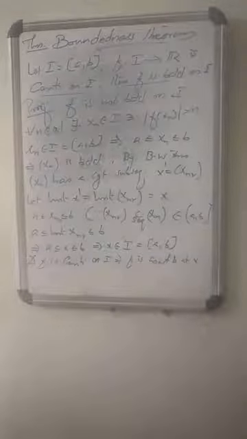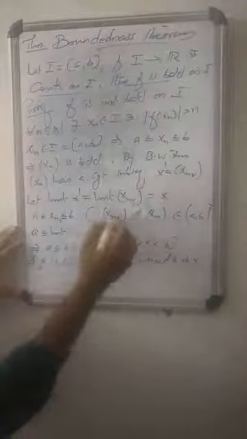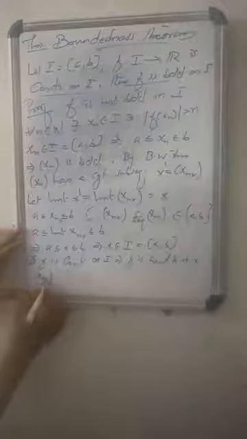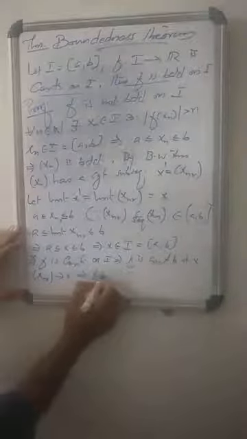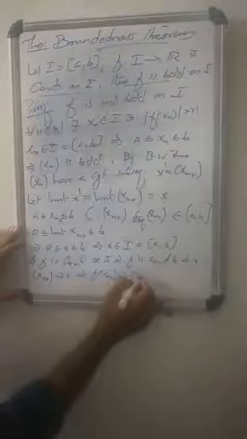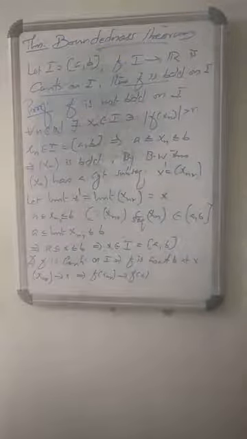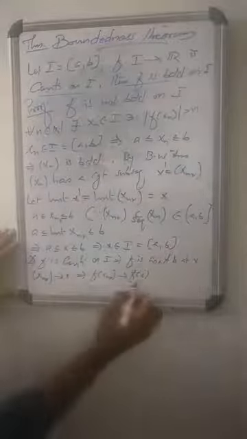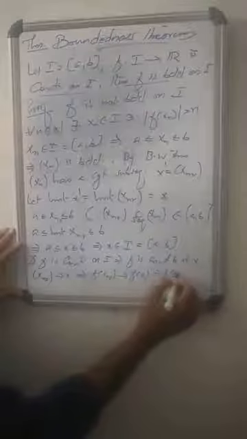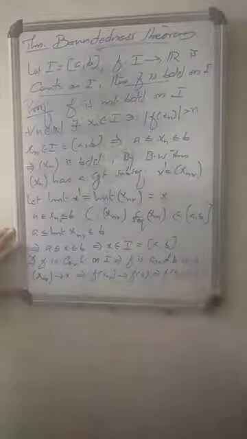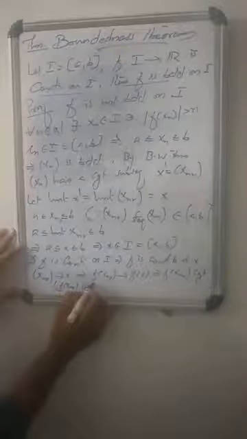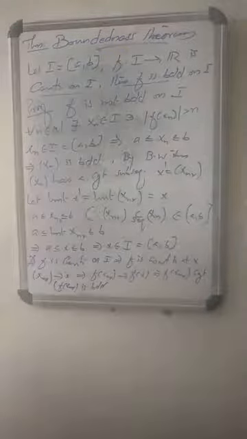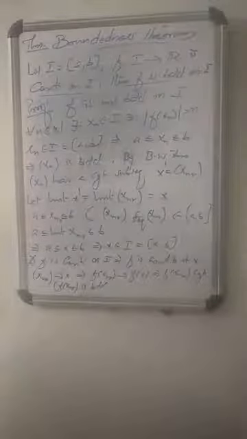So, what is the sequence x_{n_r}? The sequence x_{n_r} is a subsequence of x_n, and it converges to x. Since f is a continuous function, f of x_{n_r} also converges to f of x. f(x_{n_r}) converges to f(x) means f(x_{n_r}) is a convergent subsequence. Since f(x_{n_r}) is convergent, we know that a convergent sequence is bounded, therefore f(x_{n_r}) is bounded.